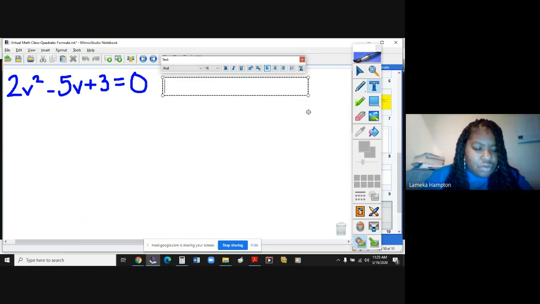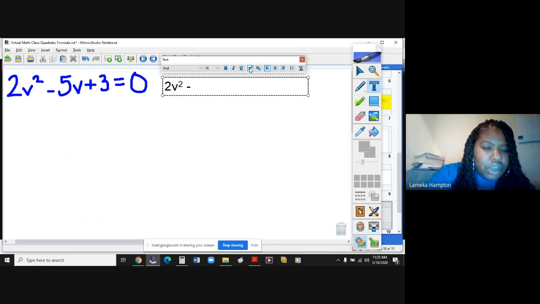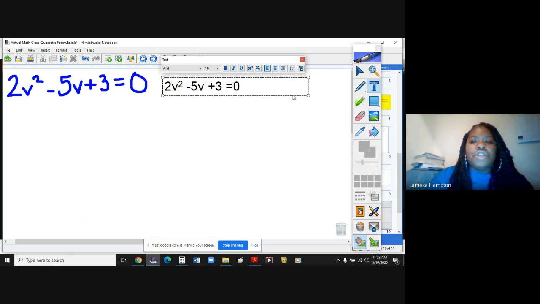So I have 2v squared minus 5v plus 3 equals 0. So now we're going to use the quadratic formula, so that way, again, you're going to see why I said what I said. All right, so now I am going to use the quadratic formula, and let me see if I can. I'm going to erase this.